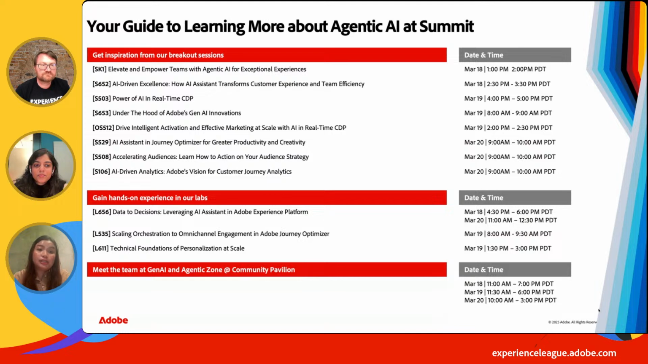Another great session is S653, Under the Hood of Adobe's Gen AI Innovations. As the name suggests, we really unveil what goes on under the hood of our Gen AI innovations and what's on the horizon for us. The session is led by our product leaders, Mira and Horia. We also have a number of labs where you can get hands-on experience, try it out for yourself, and see it in action. And last but not least, you also get the chance to meet the team behind many of our Gen AI and agentic innovations at the dedicated zone, which is part of our community pavilion.